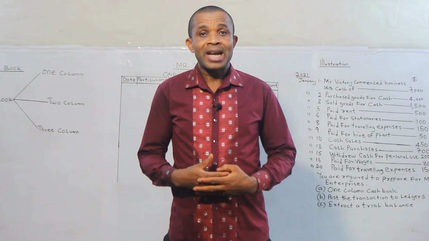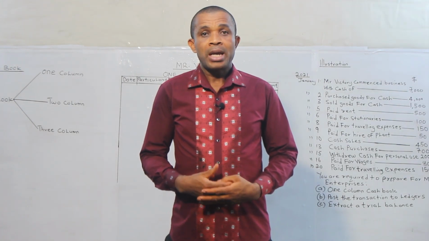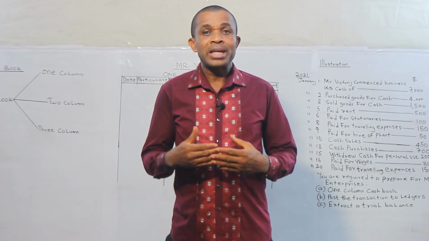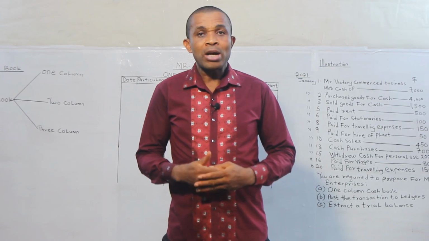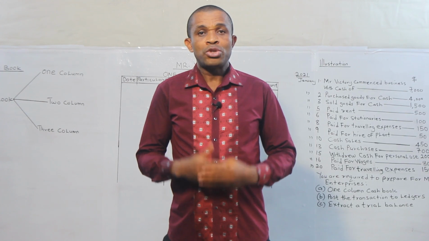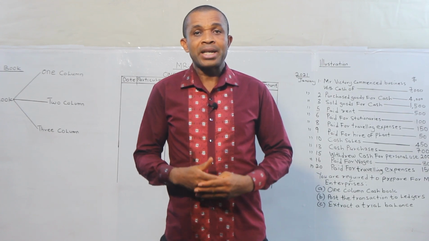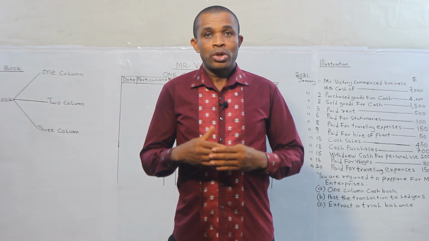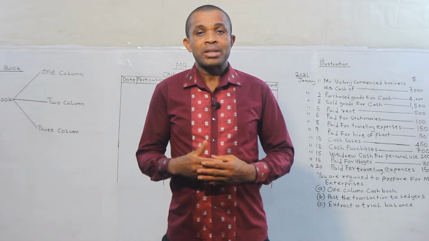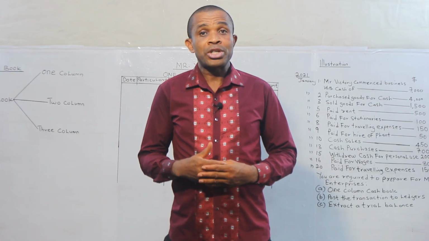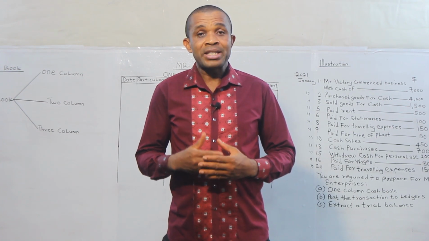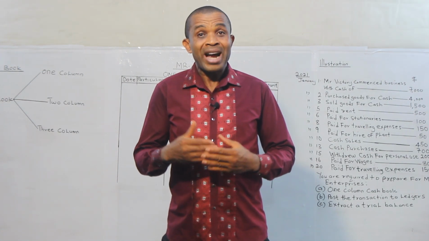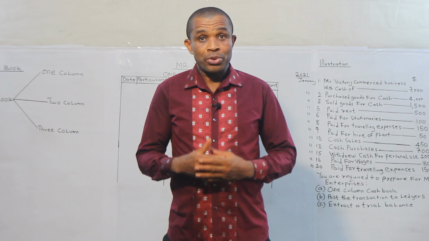Preparation of cash book. In our learning of the cash book, we are going to be looking at the 1 column cash book, the 2 column cash book, and 3 column cash book. Within our studies, we are going to take into consideration how credit sales and credit purchases also affect the cash book.